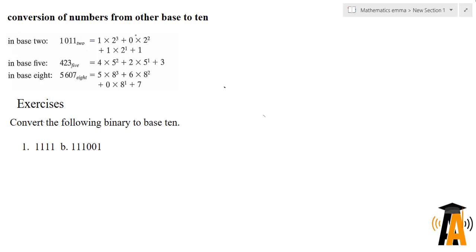I'm Emmanuel Kenneth. In our previous lesson, we talked about indices and we highlighted the laws of indices. So today, we're going to look at the binary system. I hope you have your writing materials ready. So let's get started.